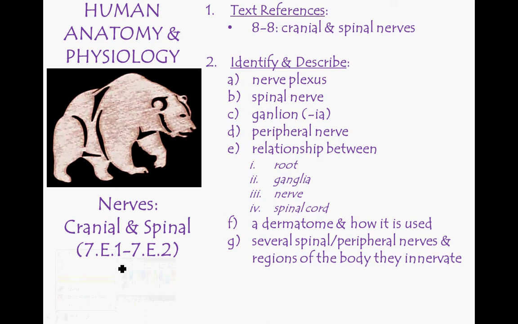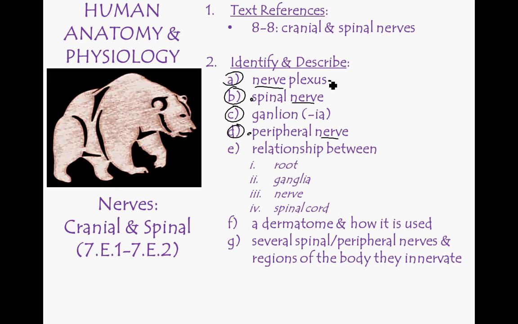By the end of this, you should be able to identify and describe what we mean by a nerve plexus and spinal nerves, as well as a ganglion or ganglia, plural, and then a peripheral nerve. So there's all these terms here like nerve, but where they are is sort of important anatomically. So there's peripheral ones, there's spinal ones, and then there's this nerve plexus.